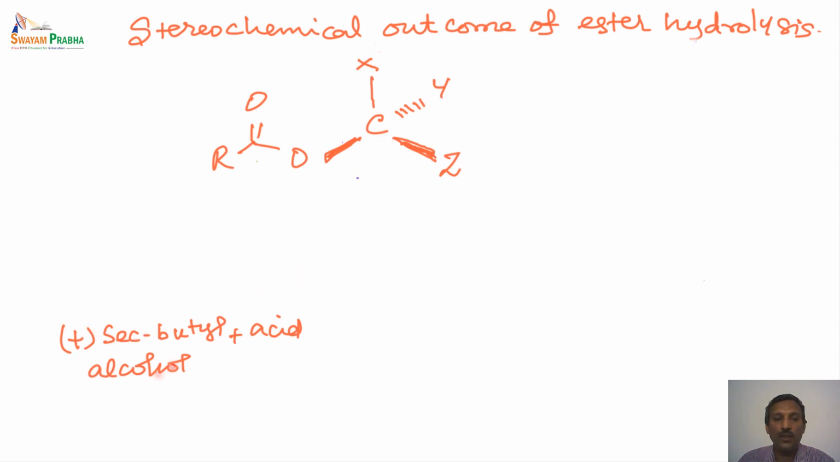We can start with the secondary butyl alcohol. This is treated with an acid to give the ester. So the secondary butyl alcohol is this part, the alcohol is this one. We have a known configuration, that is, the plus isomer is taken. This is now converted to the corresponding ester using treatment with acid. So now the ester can undergo bond cleavage.